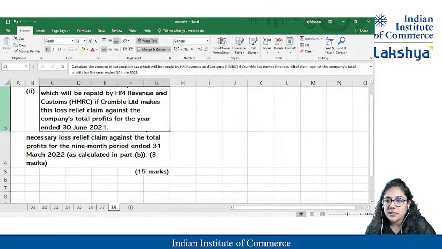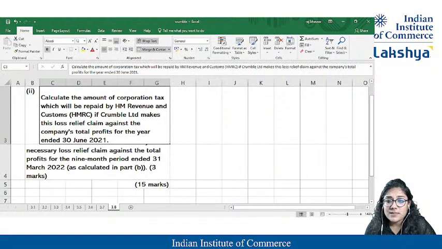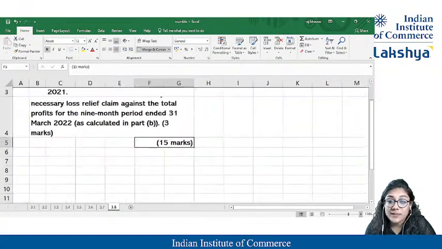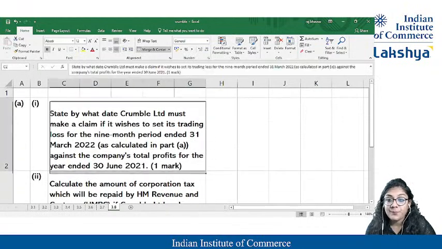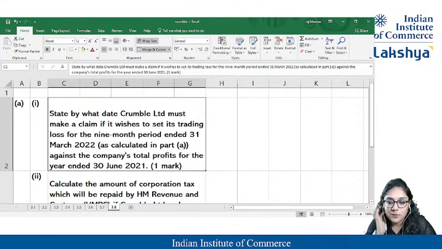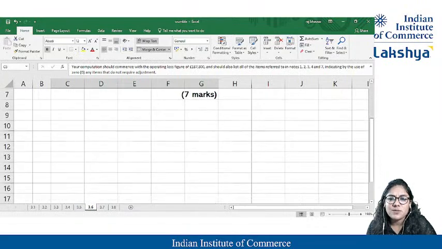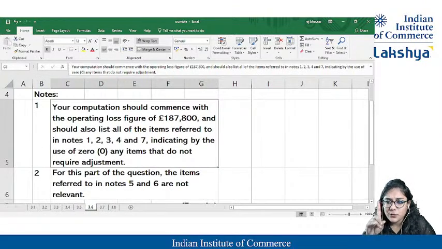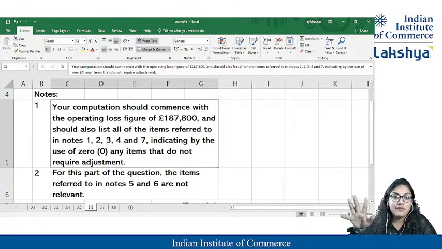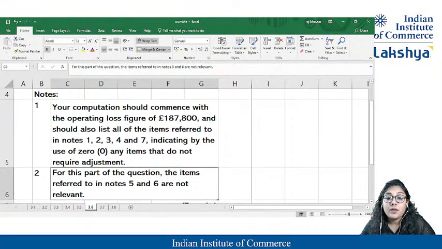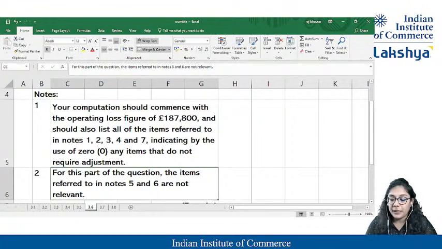Let's find out. Students, this is a 15-mark question, where I am supposed to answer 2-3 things. Let us go ahead over here. When I read the first requirement, they are telling you to refer to notes 1, 2, 3, 4, 7. Even if any figures are 0, please note that too. For this part, the items are not relevant, so note 5 and note 6 are not required.